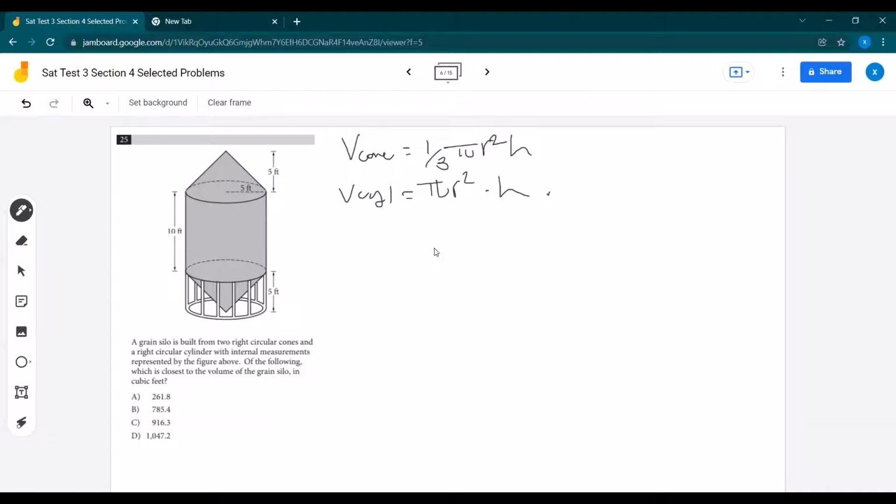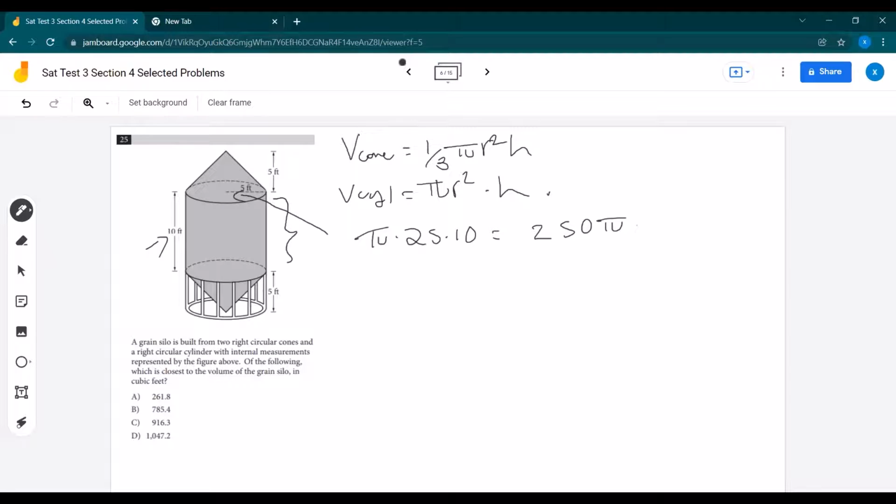So we can start with the cylinder. If we look at the cylinder in the center here, we can see that it has a height of 10, as given in the problem, and the base, which is what r is referring to, has a radius of 5. So the volume of the cylinder is pi times 5 squared, which is 25, times 10. That gives us 250 pi for the volume of the cylinder.